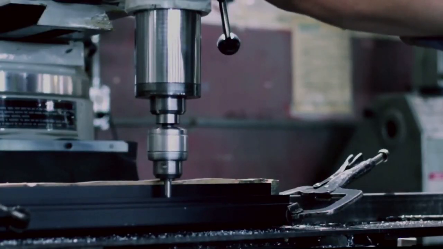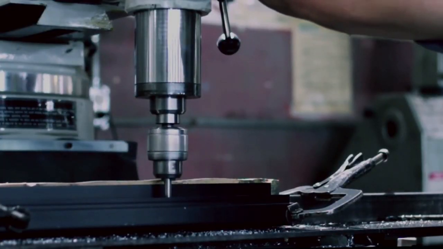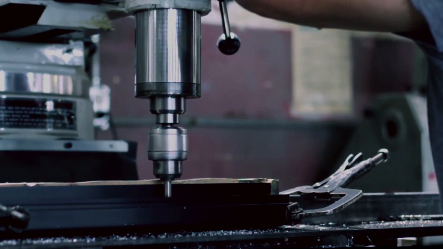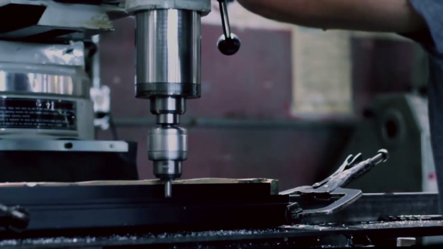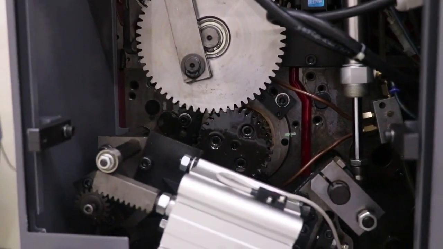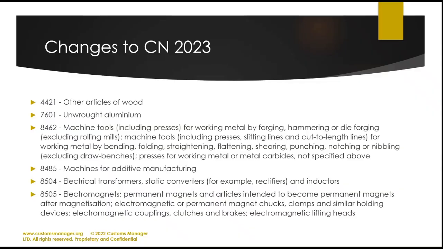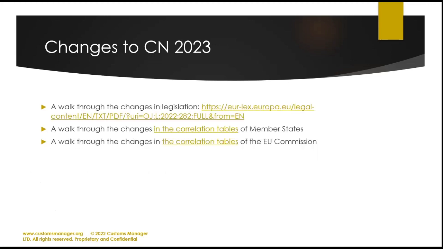Then in 8462, we've got the machine tools, including presses for working material, for forging, hammering, and die forging, etc. So there are some changes in there we've got to check out. 8485, machines for additive manufacturing, that's your 3D printing. Then 8504, electrical transformers, and then 8505, electromagnets, etc. also see some changes. So let's have a look.